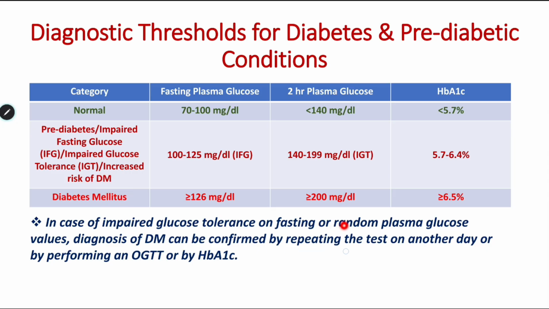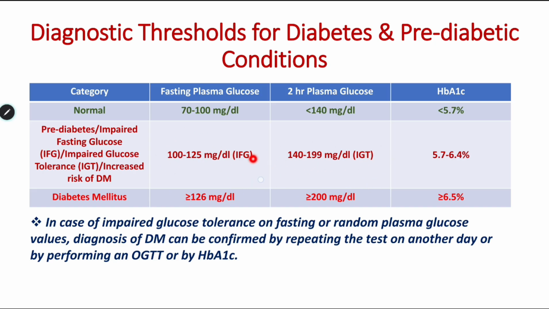So in case of impaired glucose tolerance and HbA1c, you can see these are the values. In case of impaired glucose tolerance on fasting or random plasma glucose values, diagnosis of diabetes can be confirmed by repeating the test on another day or by performing an OGTT or HbA1c. So if you have the fasting or the 2-hour glucose or HbA1c in pre-diabetic range, and if you want to know if the patient is diabetic, then you repeat the test on some other day, or you do additional tests.